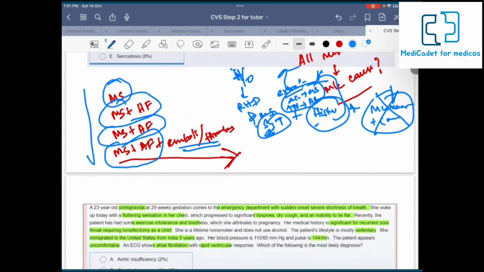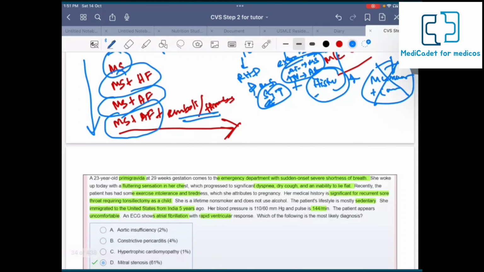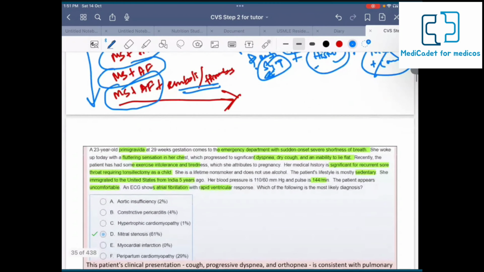So these are all the different questions you will get in MS. MS is the most important valvular disease. That's why I went a little longer in this. So it could be simple MS, or with heart failure, or with atrial fibrillation, or with atrial fibrillation and an emboli. These are the different forms of questions you might get.